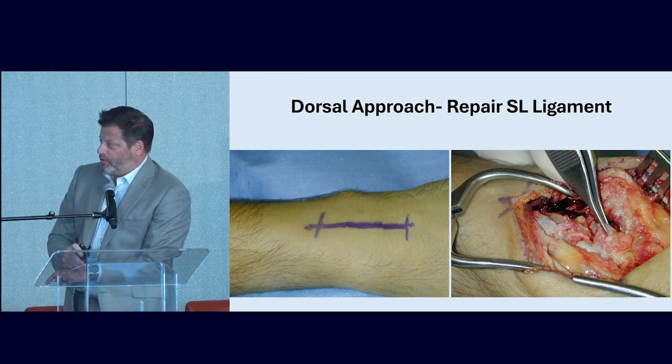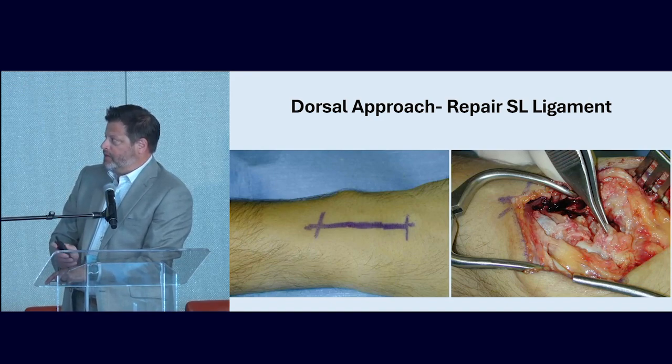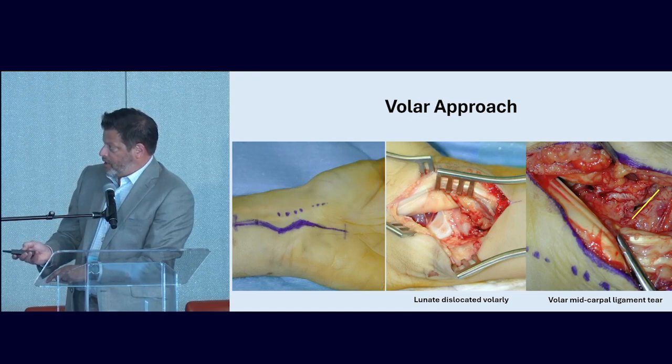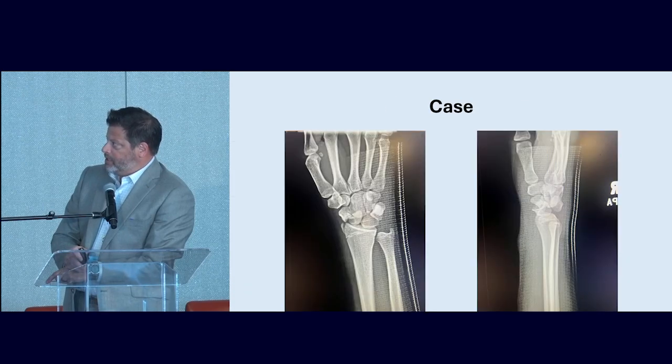All the cartoons look great, but in reality, you really got to take stock of everything. And this is just showing repairing the scapholunate ligament. In the volar approach, you see the lunate popped out there, and you see your ligamentous tear here. Hard to project. I've got another picture of that coming up in one of my cases.